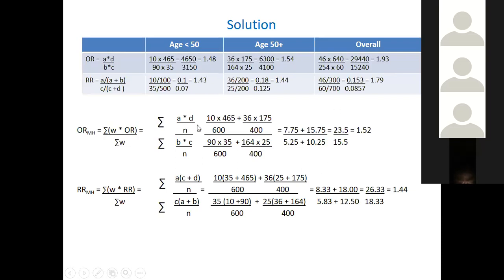So if you look at the Mantel-Haenszel odds ratio, when you calculate it, it's 1.52. Can you see? It's more like a summary, a mean. So it will be something between these two. It's to summarize the two, to find an average for them. So it will be a value in between the two.